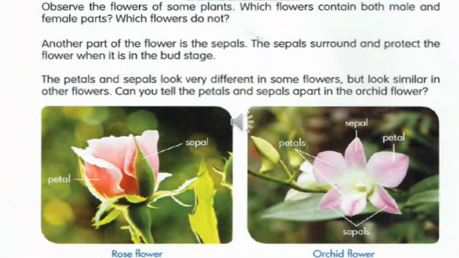Observe the flowers of some plants. Which flowers contain both male and female parts? Which flowers do not? Another part of the flower is the sepals. The sepals surround and protect the flower when it is in the bud stage. The petals and sepals look very different in some flowers, but look similar in other flowers. Can you tell the petals and sepals apart in the orchid flower? Rose flower. Orchid flower.